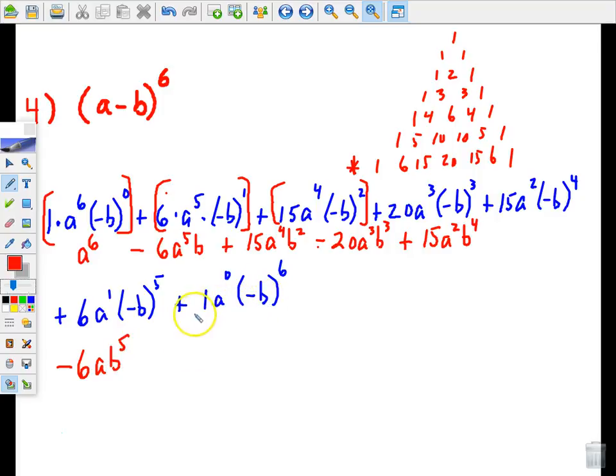And then finally, I should be going back to plus 1 times 1. When I raise a negative number to an even power, it becomes positive. And so my final term will be positive b to the sixth.